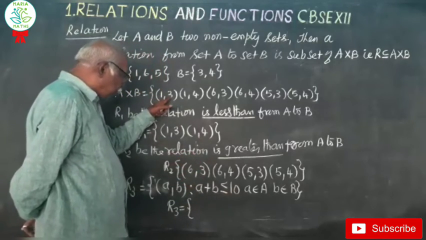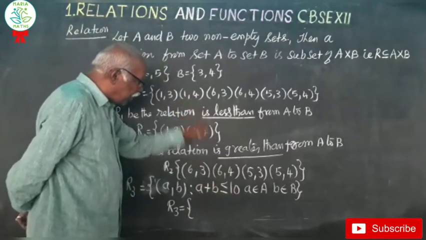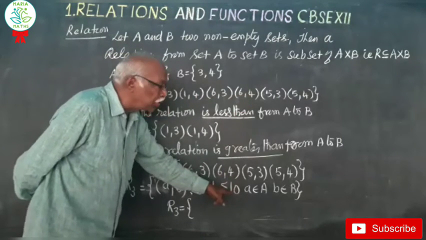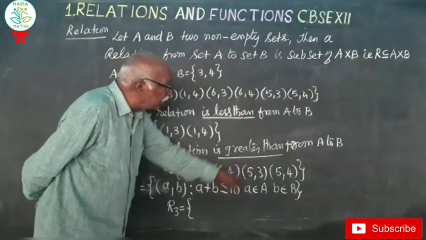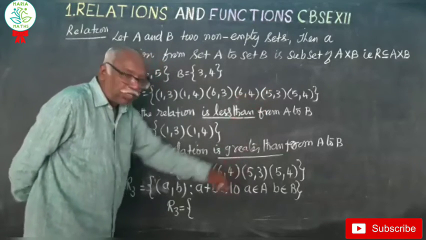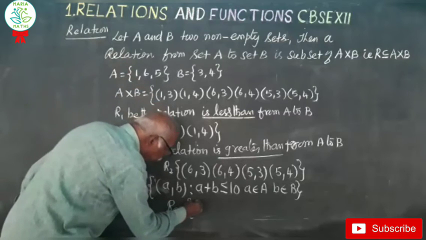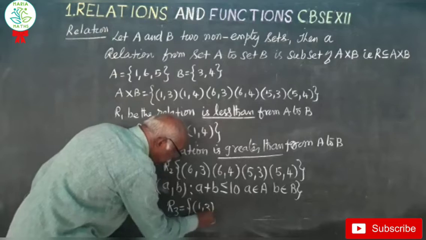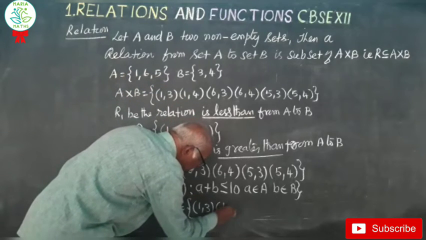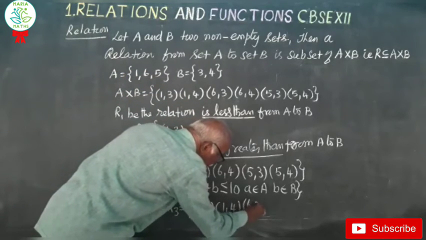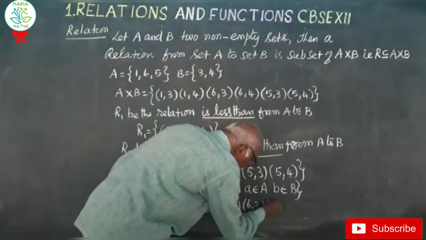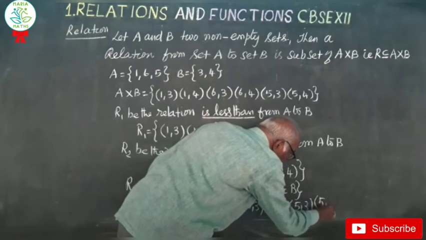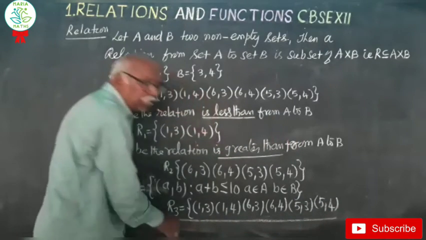1 plus 3, 4, less than 10. 1 plus 4, 5, less than 10. 6 plus 3, 9, less than 10. 6 plus 4, 10, equal to 10. 5 plus 3, 8, less than 10. 5 plus 4, 9, less than 10. So all the ordered pairs become members of this relation: (1, 3), (1, 4), (6, 3), (6, 4), (5, 3), (5, 4). All are in this relation.